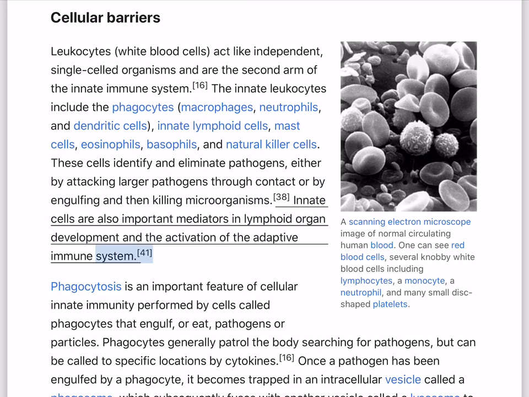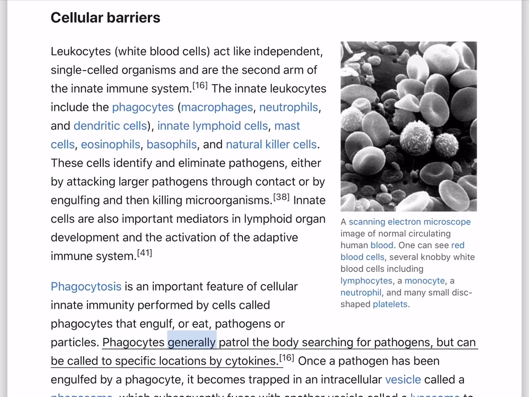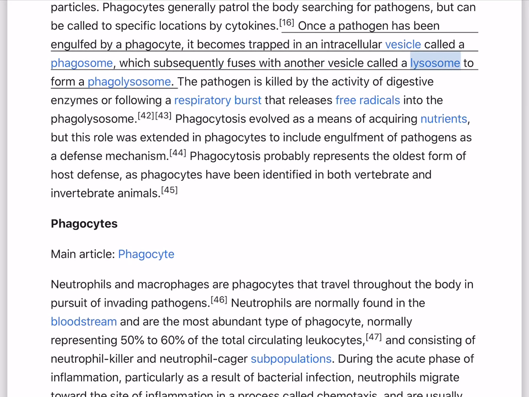Phagocytosis is an important feature of cellular innate immunity performed by cells called phagocytes that engulf, or eat, pathogens or particles. Phagocytes generally patrol the body searching for pathogens, but can be called to specific locations by cytokines. Once a pathogen has been engulfed by a phagocyte, it becomes trapped in an intracellular vesicle called a phagosome, which subsequently fuses with another vesicle called a lysosome to form a phagolysosome.